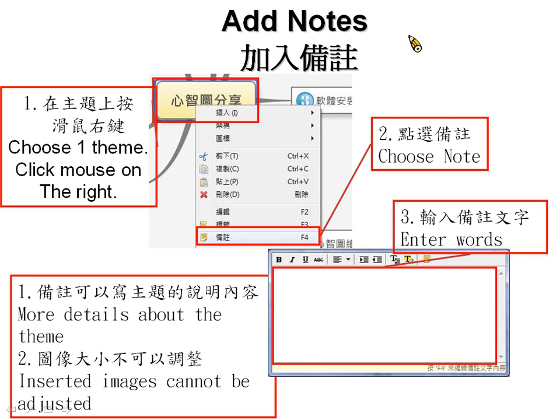We can add notes to our theme or our subtopic. Here, first you choose one theme, and then you click the mouse on the right. Then you choose Note, and you enter words in this box, the note box. More details about the theme could be added in these notes. And if you insert an image, the inserted image cannot be adjusted or edited. That means you cannot change the size or anything.